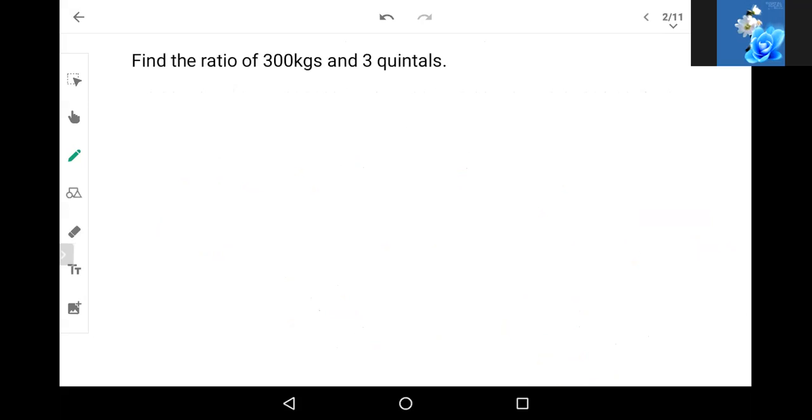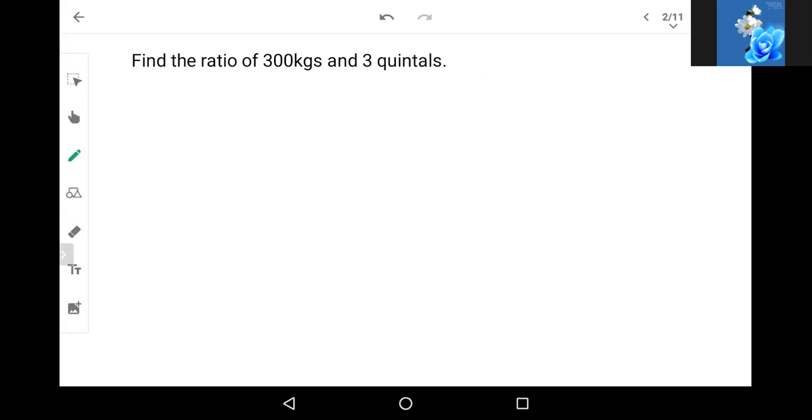Now the next problem is find the ratio of 300 kgs and 3 quintals. Now 300 kgs and quintals are not of the same unit. Kgs is a different unit, though kgs and quintals are related. So first we have to convert quintals into kgs.